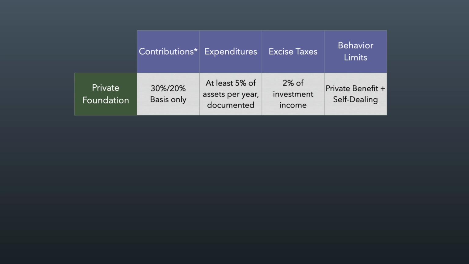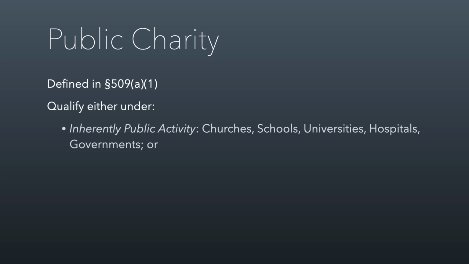But just know these are strict, is what I want you to know about all these things that are in this table so far. So we're going to be very strict in the way we treat private foundations. Public charities are different, and the way you become a public charity is either you're what's called an inherent public activity. So if you're a church, school, university, hospital, or government entity, you can automatically get public charity status.